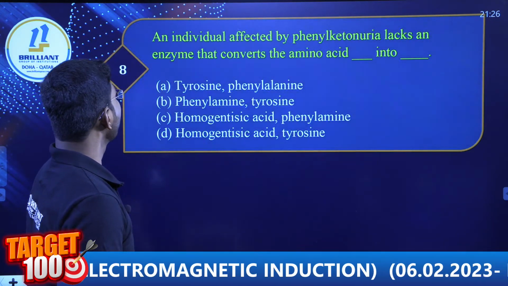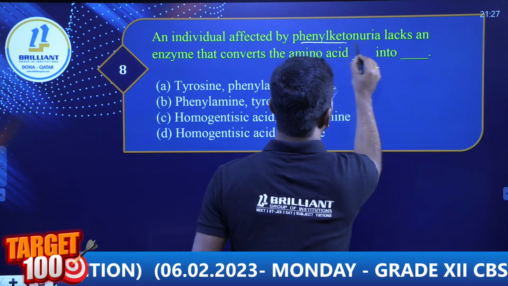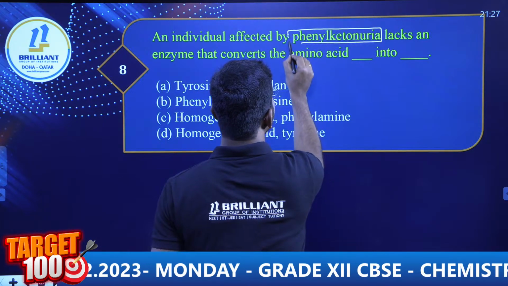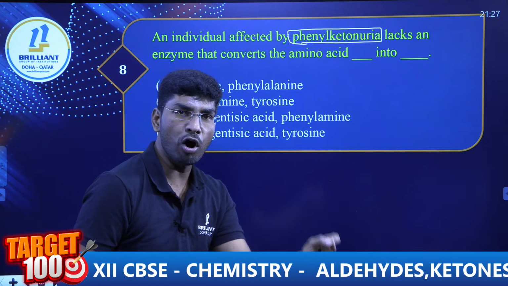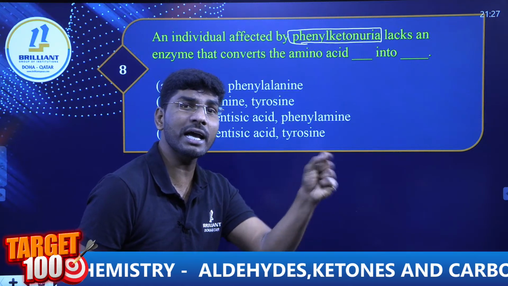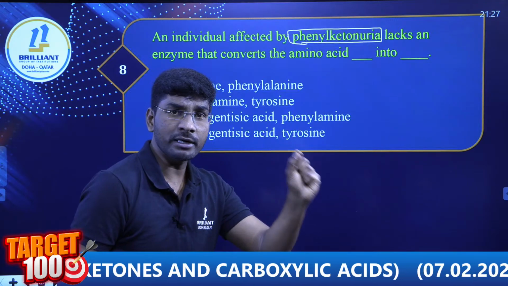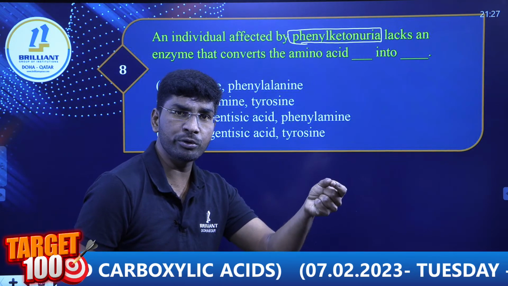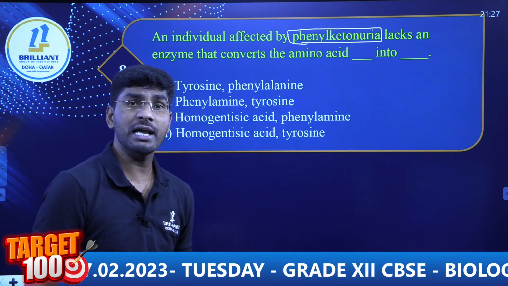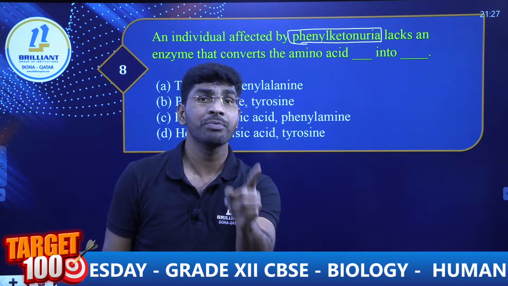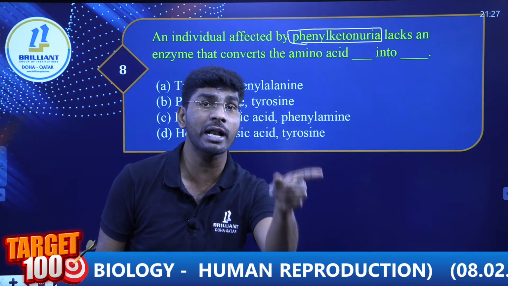Question number 8. In an individual affected by phenylketonuria, an autosomal recessive inborn error of metabolism, as it's a problem of a gene. One particular gene is mutant, a point mutation. So there is no synthesis of a particular enzyme: phenylalanine hydroxylase, a hepatic enzyme secreted by the liver, essential for converting one amino acid to another.